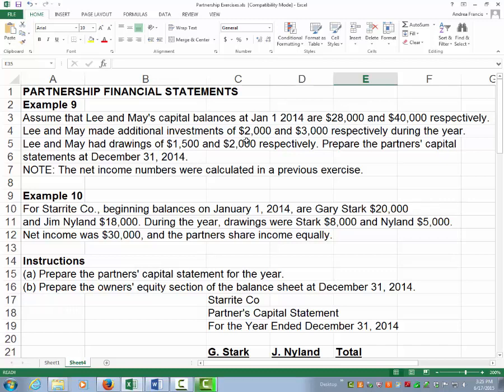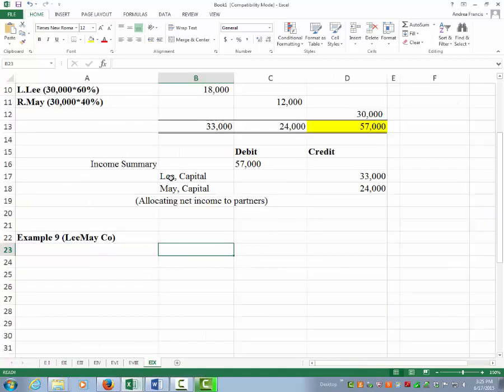We also need to account for any additional investments by the partners. We also need to account for any net income or net loss. And finally, we subtract any drawings that the partners may have made. So what the partners capital statement will show is what the partners investment or stake in the business is at the end of the year, consisting of a beginning balance plus anything that they put in, plus any net income or minus net loss, and finally minus any drawings. So let's go in and see how we can do the answer for this question.